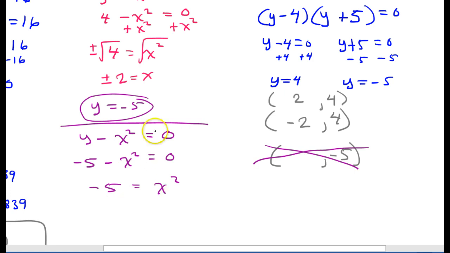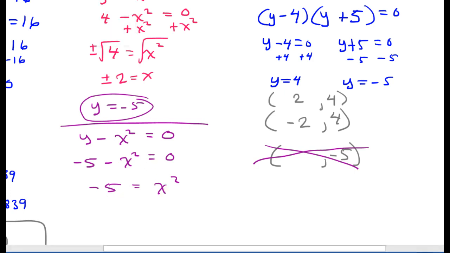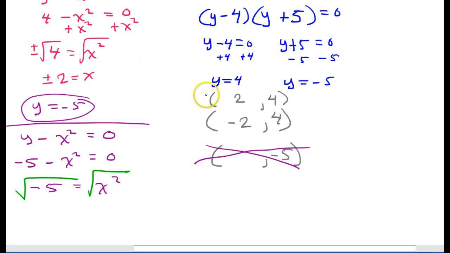So thinking of it another way, my next move should be to take the square root of both sides, right? But you can't take the square root of a negative number without getting imaginary numbers. So this negative 5 will not contribute any new solutions. So the two solutions we already have are the only two solutions. In other words, these are the solutions to the system. Let's take a look at Desmos and see how we did.